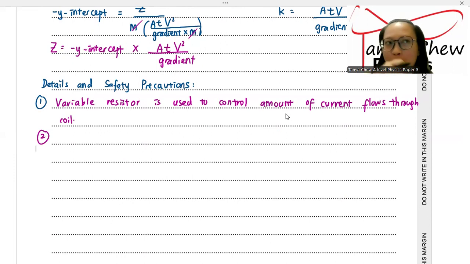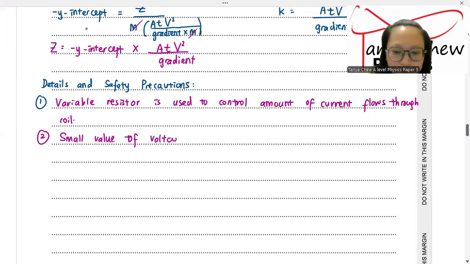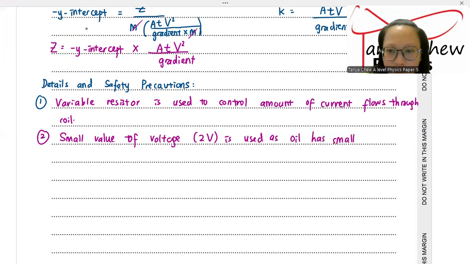That's it. And then I also have for the potential difference, because I know that the specific heat capacity of the oil is quite small, so we just need a little bit of heat to heat it up, right? So I say I use a small value of voltage. Let me write this down. 2 volt that I use is used as oil has small specific heat capacity.